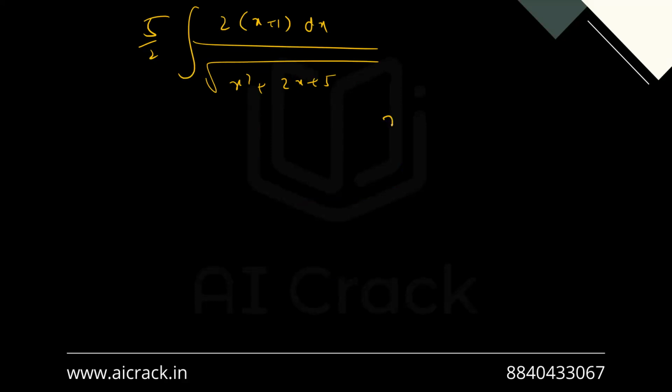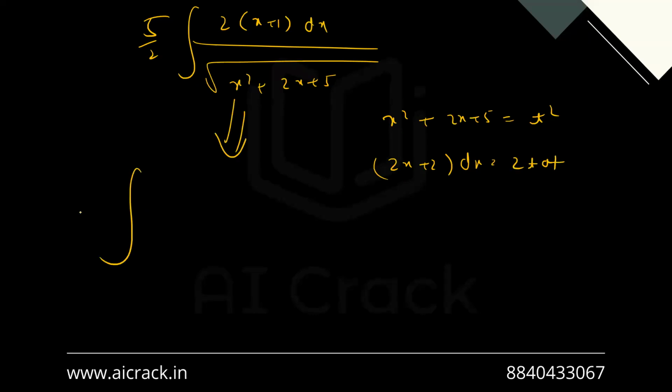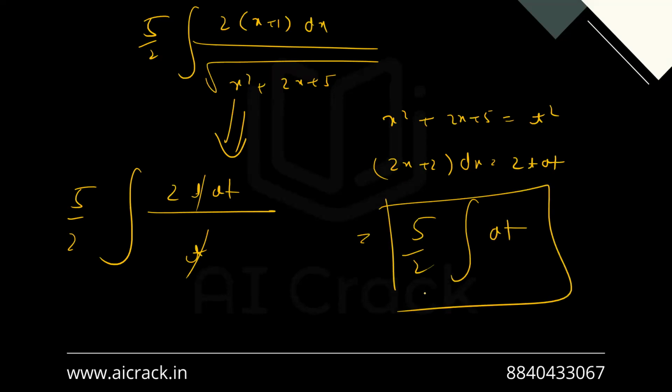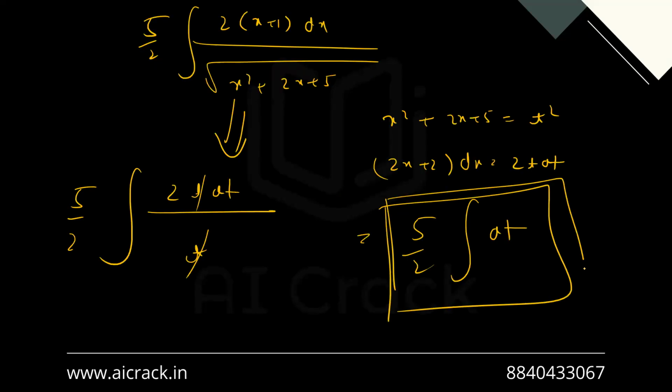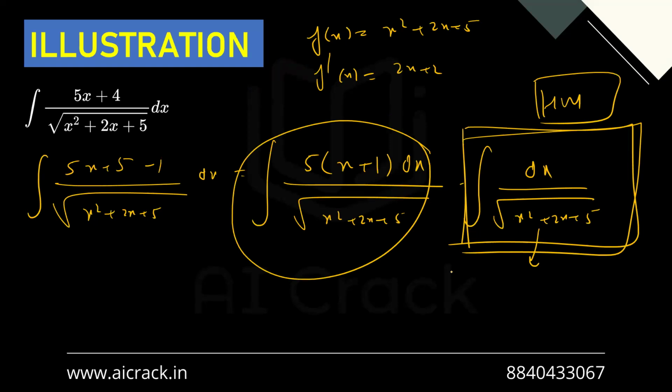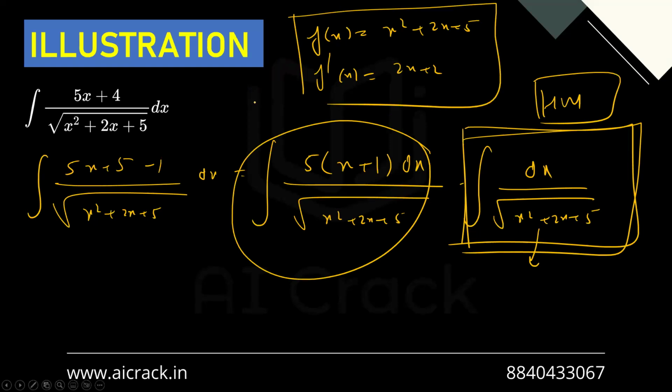So what we can do, we can take x square plus 2x plus 5 equal to t square, right? Now if you differentiate this one, we'll get (2x plus 2) dx equals 2t dt, right? So what we have got, 5 by 2, this becomes 2t dt divided by under root t square, that is t. So t gets cancelled out. So ultimately what we have got is 5 by 2 integral dt. Very simple, right? So we have got two parts. The first one is the homework, and the second one is this part, right? So you have to do this in 2 steps according to this particular method, right?